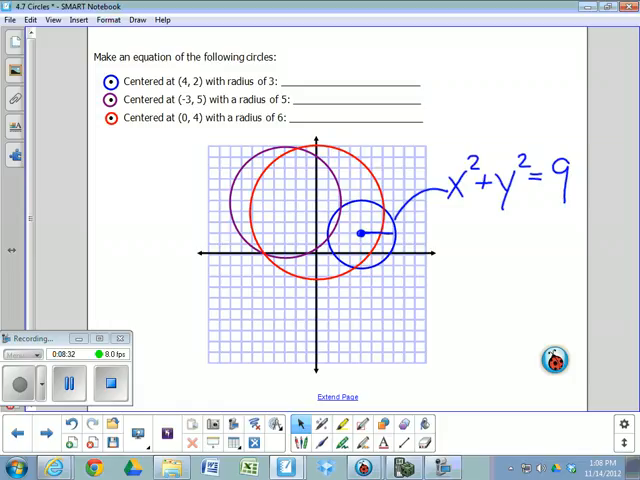Any ideas? How do you get a parabola to shift right? 3. Inside the parentheses, with whom? X. How do you make something go right 3? Then square it.